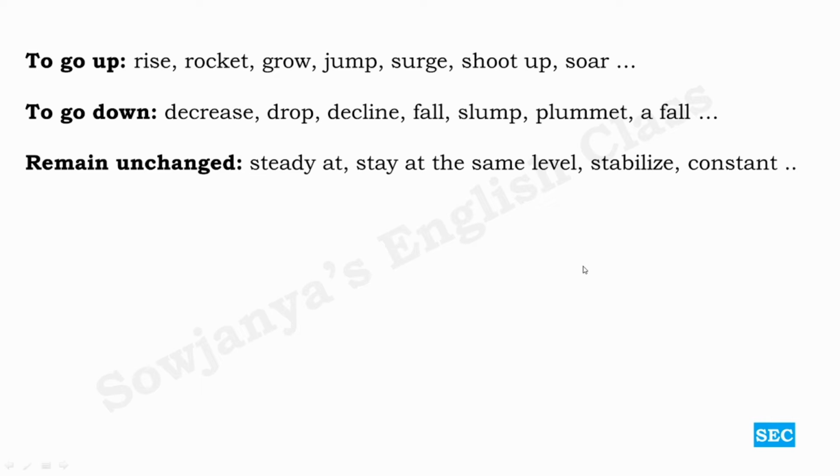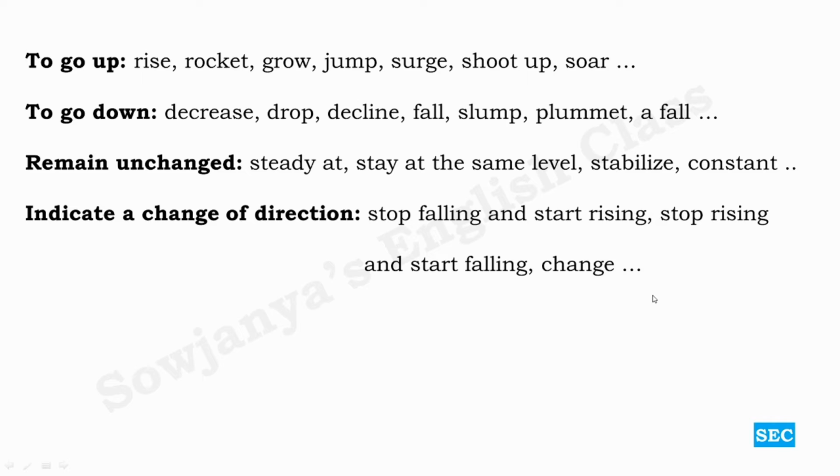And then for remaining unchanged, we are going to use words or phrases like steady at, stay at the same level, stabilized, hold constant, to depict no change. And then to indicate a change of direction of numbers, for example, stop falling and start rising, stop rising and start falling. If there are frequent changes in the numbers given to us, then we call it fluctuation or volatility. With the help of these words, we depict that numbers fluctuate or there is volatility in the numbers.